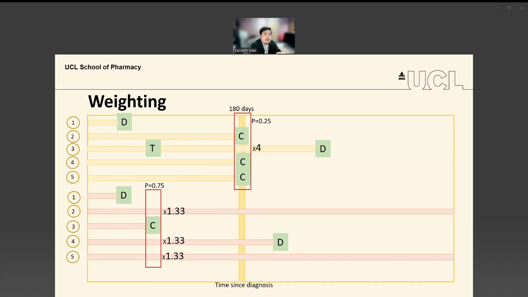But you just need to be sure of what your causal question is and what will be the best way to tackle it. So sometimes clone censor weighting may be easier, especially if you have multiple treatment arms. If you have more than three, then it will be quite challenging to use conditional methods or even G-computation.